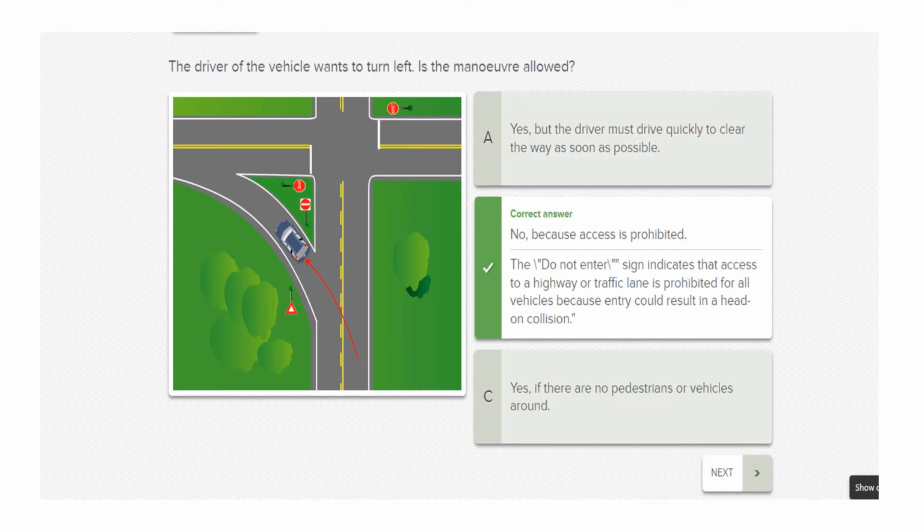And our answer is no, because access is prohibited. The do not enter sign indicates that access to a highway or traffic lane is prohibited for all vehicles because entry could result in a head-on collision.